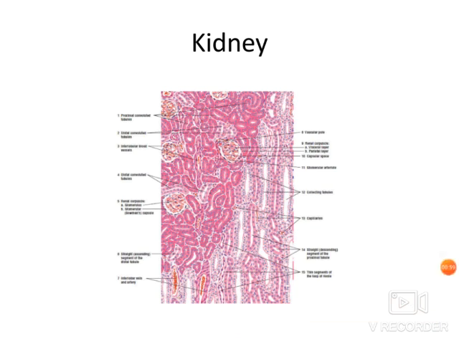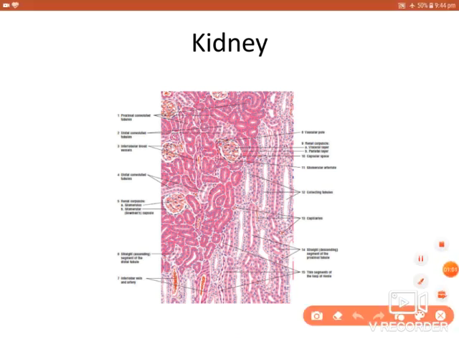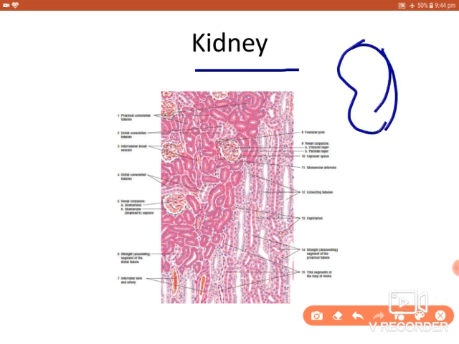First we'll see the microscopic structure of the kidney. So it is here, this is a bean shaped organ. This is the outer part, that is the cortex, and the inner part, that is the medulla. Here we'll get the hilum, there you can see the renal vessels with this renal pelvis, which forms the ureter.